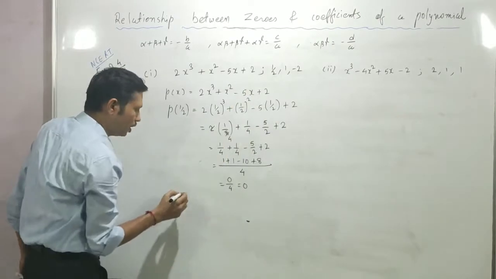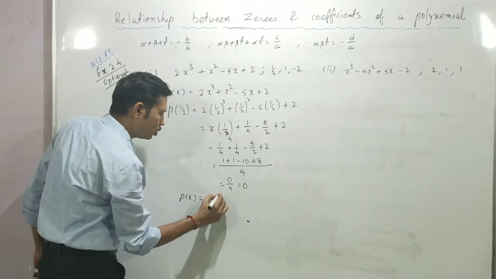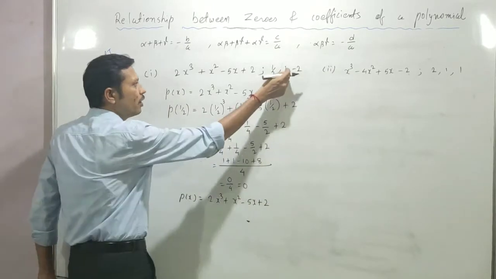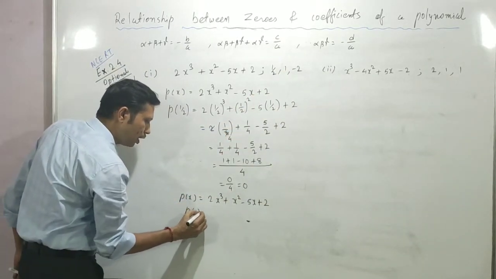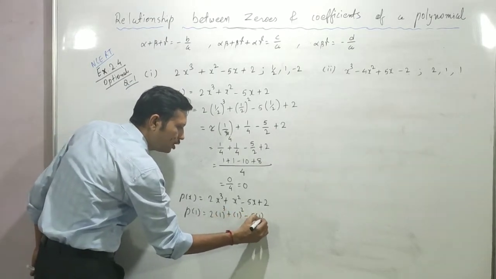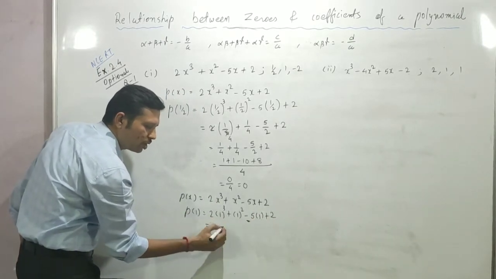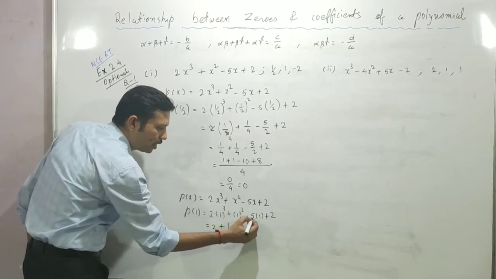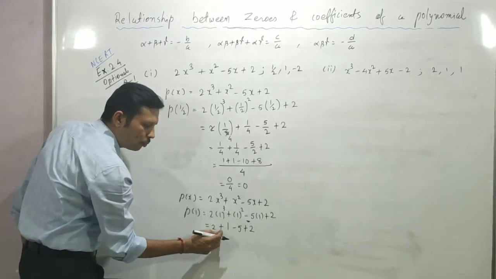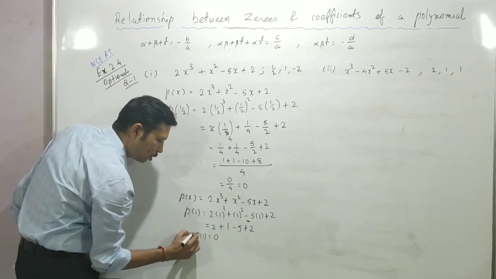Now let's take another value, 1. So my polynomial p of x is equal to 2x cube plus x square minus 5x plus 2. Now we will replace the value of x by 1. So 2 into 1 the cube plus 1 the square minus 5 into 1 plus 2. Now 1 the cube is 1, so 2 remains as it is. 1 the square is 1, minus 5 ones are 5, and plus 2. So 2 plus 2 is 4, plus 1 is 5, minus 5. So 5 minus 5 becomes 0. So p of 1 is also 0.